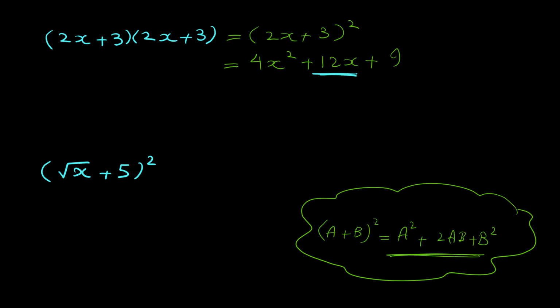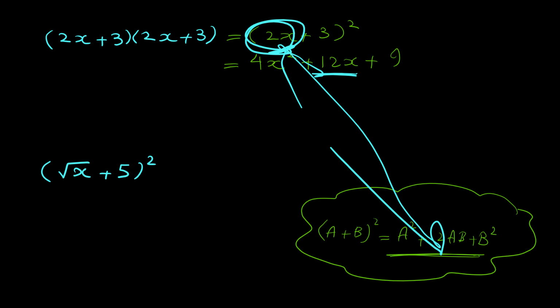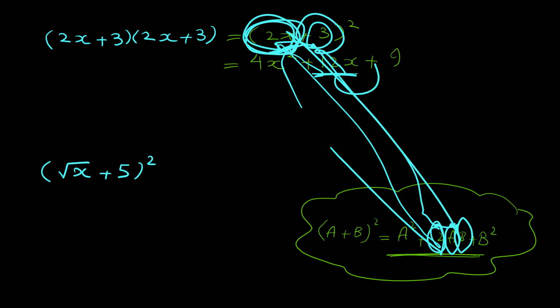Let me explain how we got this. 2 times this, 2 times 2x, 4x. 4x times 3, because 2 times the first term times the second term. 2 times this is 12x.